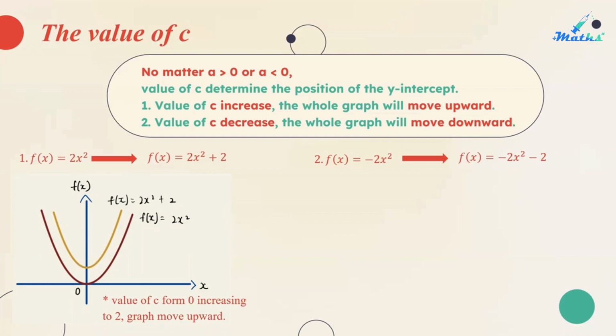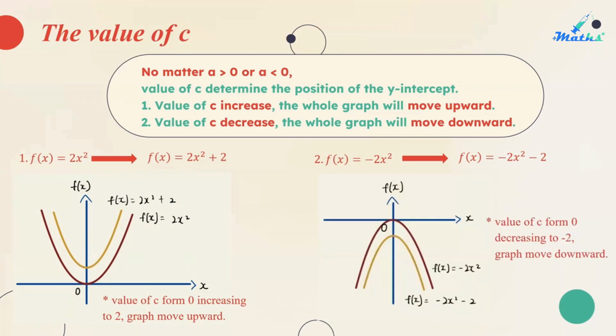Okay, example 2, f(x) equals negative 2x squared to f(x) equals negative 2x squared minus 2. The graph will move downwards. Why? Because the value of c goes from 0 decreasing to negative 2. When c decreases, the whole graph will move downward.